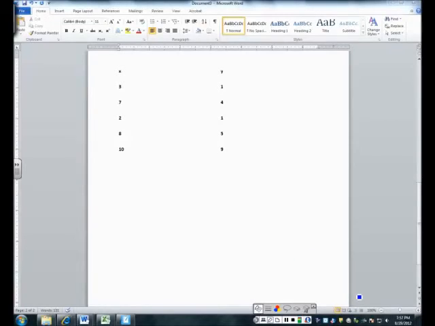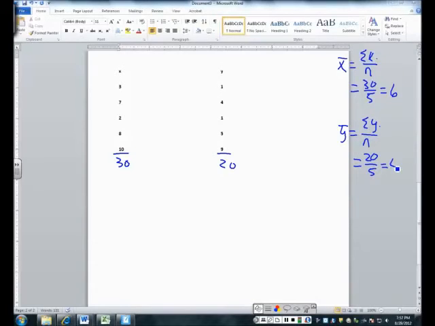Well, let me give this another try here and see how it works out. Let me write this over here. x bar is equal to the sum of the x's divided by n, and that's equal to 30 divided by 5, which is 6. The mean of the y's is equal to the sum of the y's divided by n, which is 20 divided by 5, which is 4. So there are the sample means.